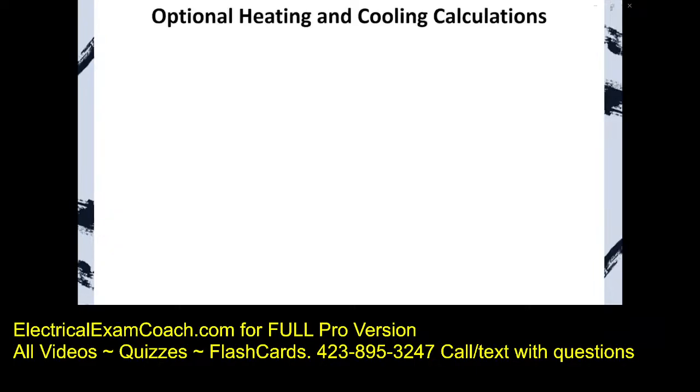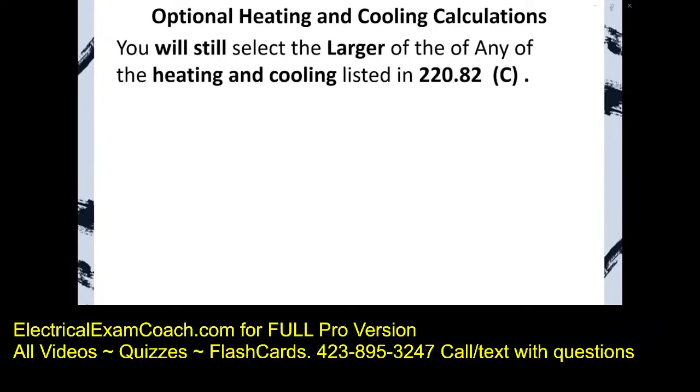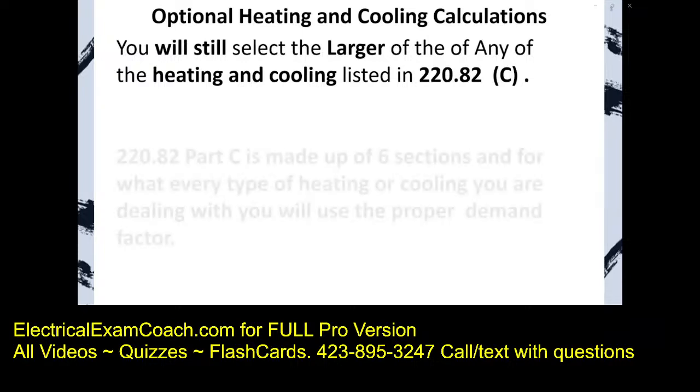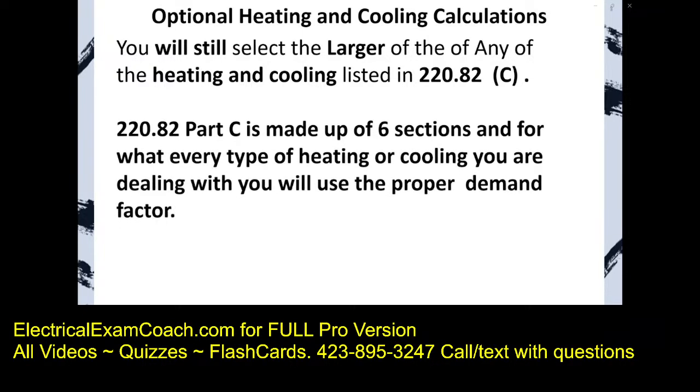With the heating and cooling optional method, we still will choose the larger of any two of the heating and cooling listed in 220.82(C). It's very simple. If you get an optional method whole house or an optional method heating or cooling, you just go down and read the prescription for each part. There are 6 different parts. It tells you what to do. It's very simple and easy to understand. And then once you've calculated the heating and the cooling, you just select the larger of the two.